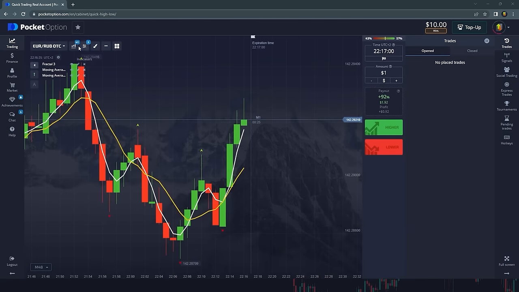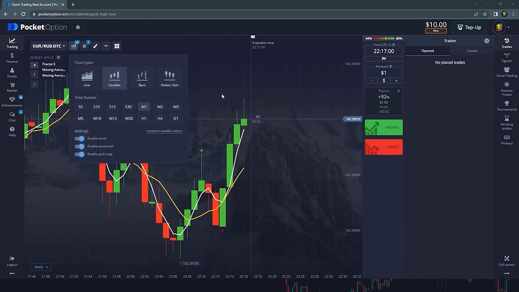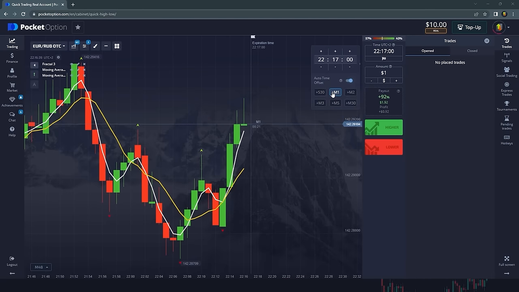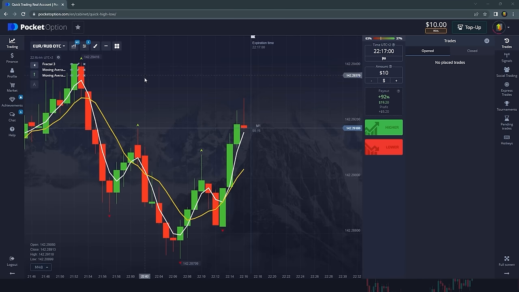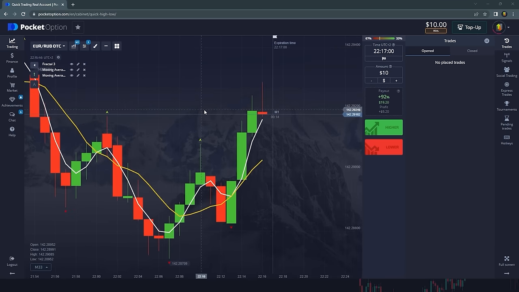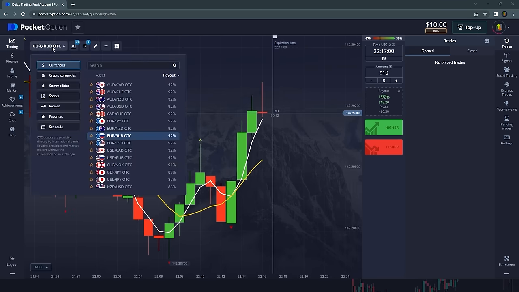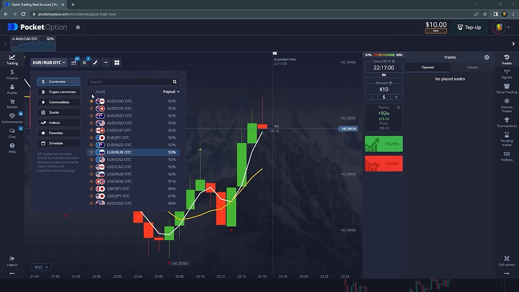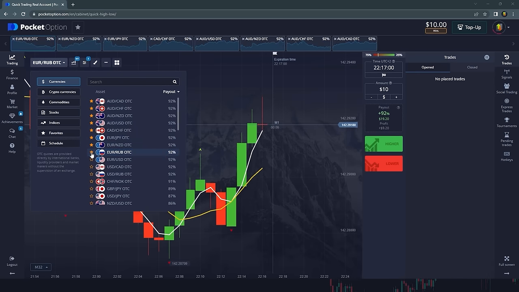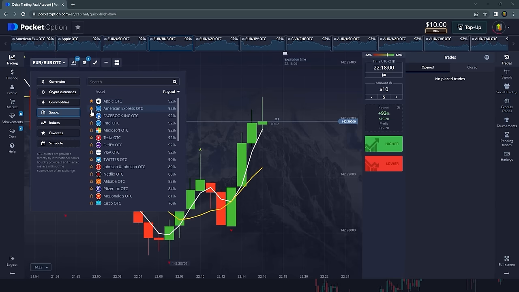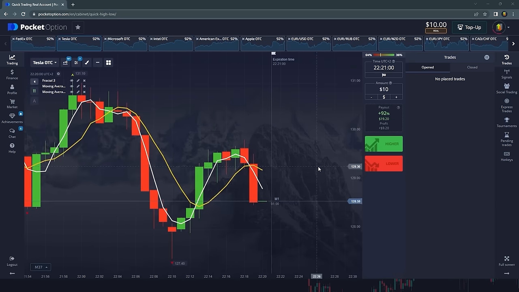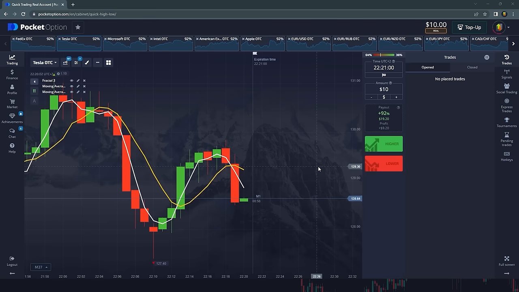I trade this strategy on the 1-minute time frame, and the trade duration is also 1 minute. Set the trading amount to $10. Choose instruments with decent payout levels. The $10 challenge means I start trading with $10 and risk everything I won on the subsequent trades. Basically, throughout the whole session, I will only risk the $10 I started with. See how far I can get.